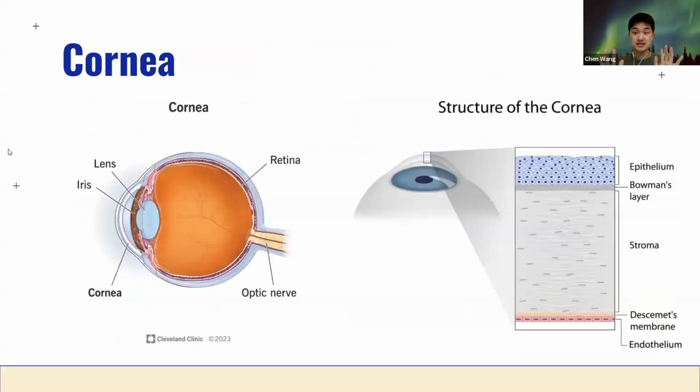So the next few conditions that I'll talk about are related to the cornea. So just a brief idea of the cornea. It's in the anterior part of the eye. It has a protective effect on the rest of the eye, and it has 5 layers. So it has the epithelium, the Bowman's layer, the stroma, the Descemet's membrane, and the endothelium.